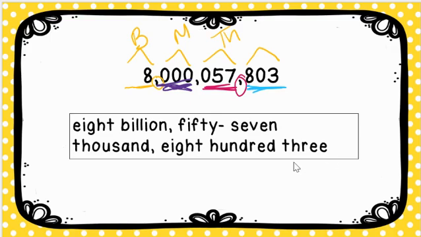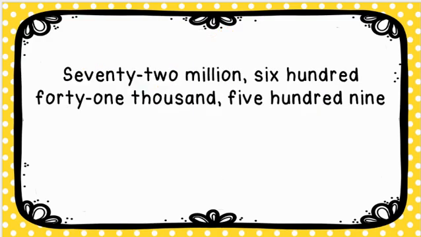8,057,803. All right, so now let's flip it. Let's start with word form and go into standard form. When we go from word to standard, which is what we're doing now, you know how we label the periods when we go from standard to word? We are going to identify the periods. So it's still a very similar step. We're going to identify the periods.